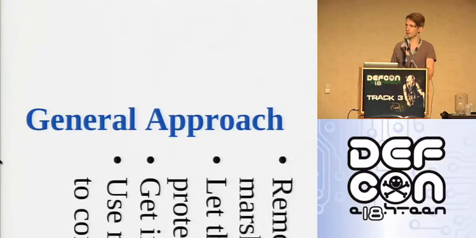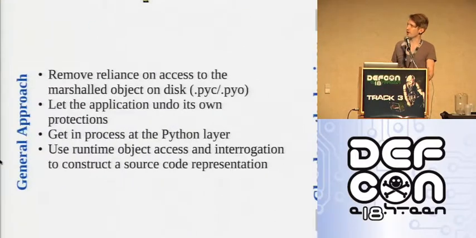So the general approach that we're taking with pyREtic, I want to remove the reliance on having access to the file on disk. I want to work in memory only. I want the application to undo any of the protections like the marshalling, because however complex they've made it, they're going to undo the marshalling, and then when it's in memory, it's just a standard Python object. And obviously, it's easier to understand a standard Python object than to mess about at the C layer trying to work out what they were doing with their marshalling. I'm going to get in process at the Python layer, and then I have access to the full Python namespace, and I can start to query the objects, and then from querying the objects in the live memory, get back to a source code representation.